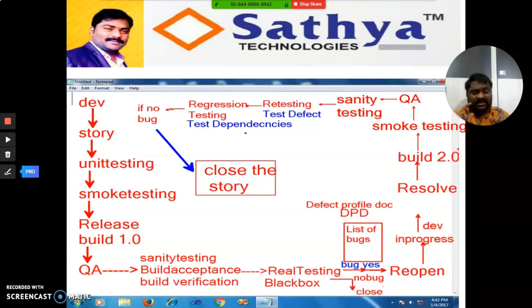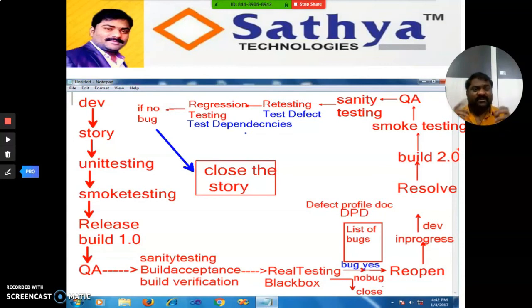Who will design that screen? Designer. Who will write the logic? Developer. Who will test the code? Developer only. That is called unit level testing. So once unit level testing is done, like multiple stories will be there, no? Multiple stories' unit testing will be done by their individual developers.